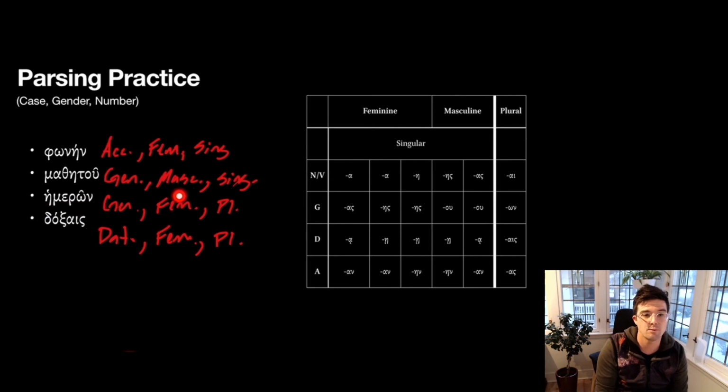The feminine we know because we know that hemera is a feminine noun. So the own doesn't necessarily tell us that it's feminine because the masculine and the nominative also have this own ending. But knowing that hemera is by its gender a feminine noun gives us this feminine information here. And then doxis is a dative feminine plural noun.